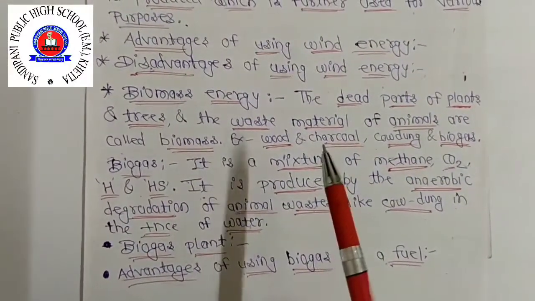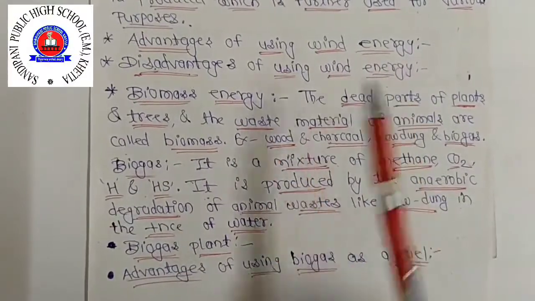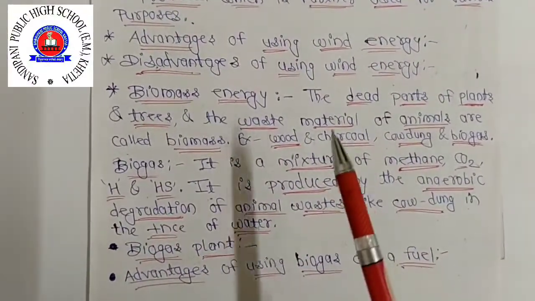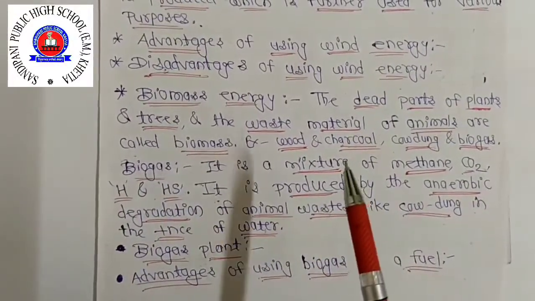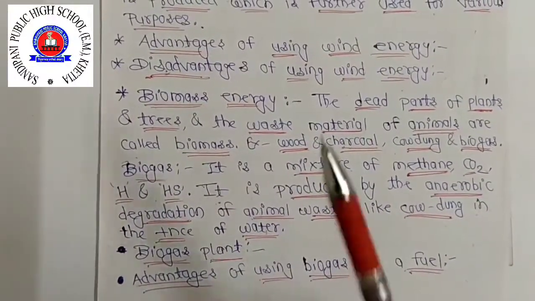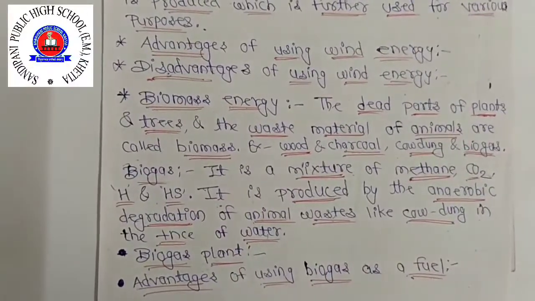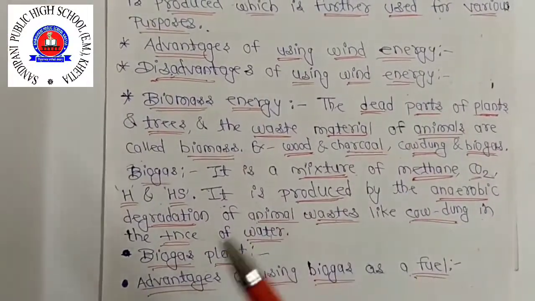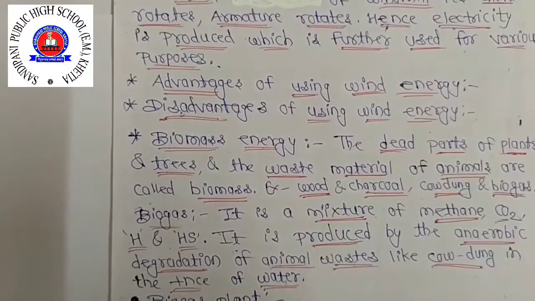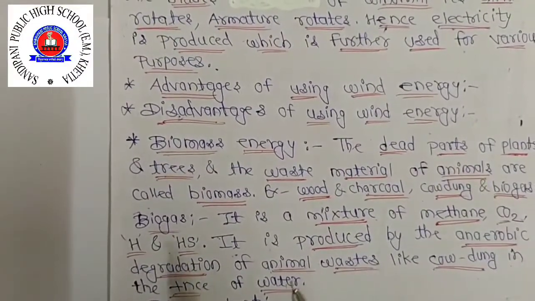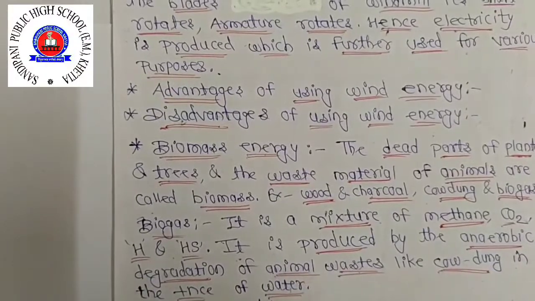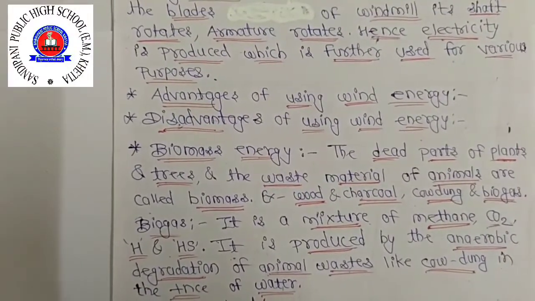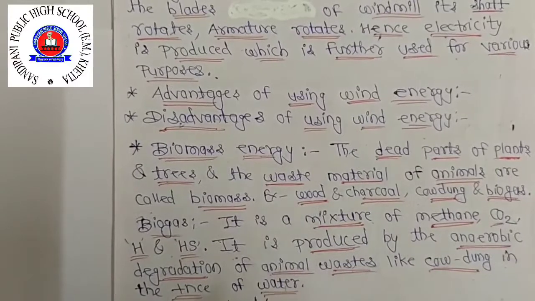Now, disadvantages of using wind energy. Wind energy farms cannot be established everywhere. They can be established only at those places where wind blows for most part of the year. The wind required for generating electricity should be strong and steady to maintain the desired level of generation. The wind energy farms require a large area of land.